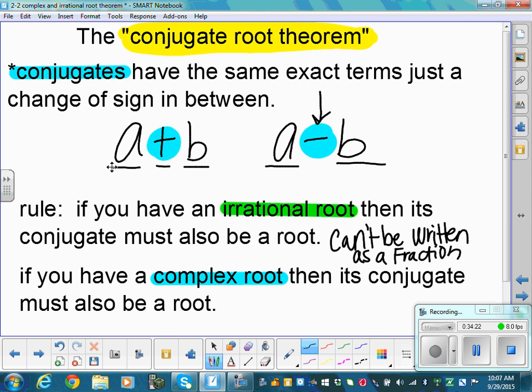So really this will make more sense when we practice it. But guys, this rule only works for complex roots and irrational roots. If it's a number that's not irrational, meaning if you have a number that can be written as a fraction, its conjugate is not a root. This only works for irrational roots and complex roots. Is everybody okay with that? Okay, let's practice.